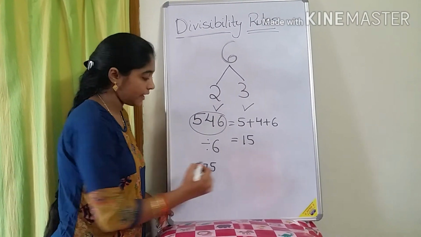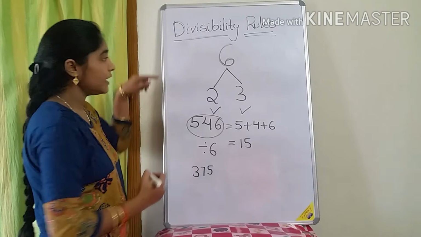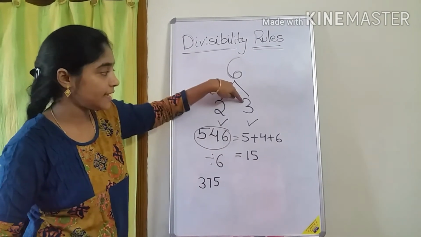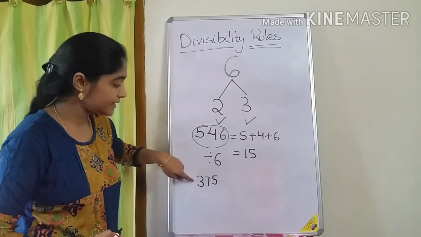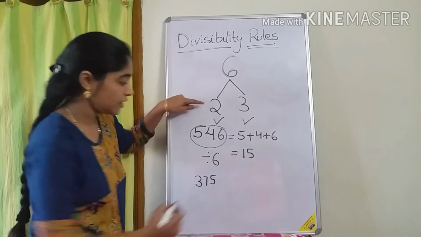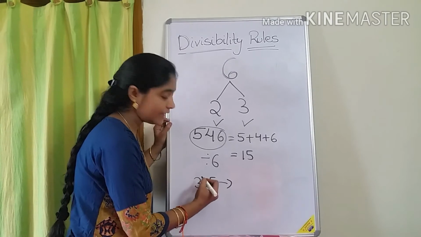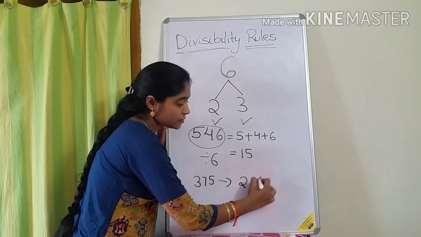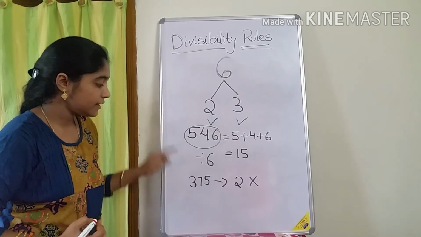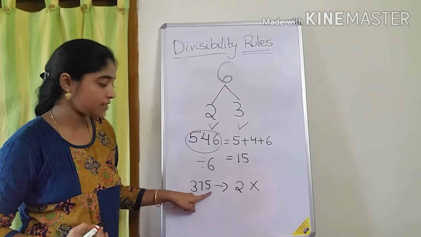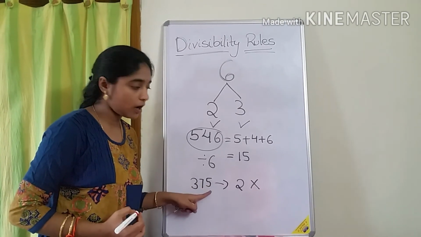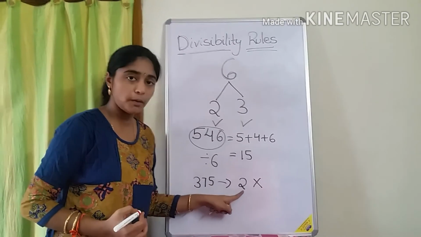375. Okay. What is it? First, what do we have to do? To check the divisibility rule of 6, we have to check 2 as well as 3. So first check whether 375 is divisible by 2 or not. Is 375 an even number or an odd number? Odd number. An odd number won't be divisible by 2. Yes or not? 375 is an odd number because in the ones place 5 is there. 5 is an odd number. So 375 is an odd number, and an odd number won't be divisible by 2.